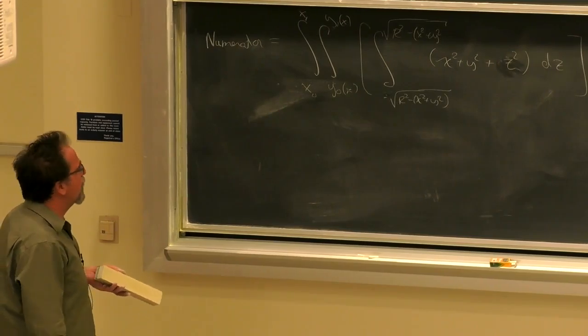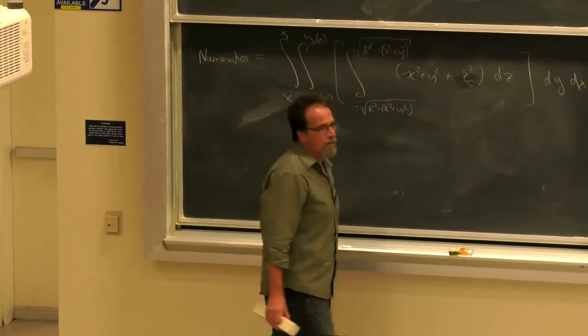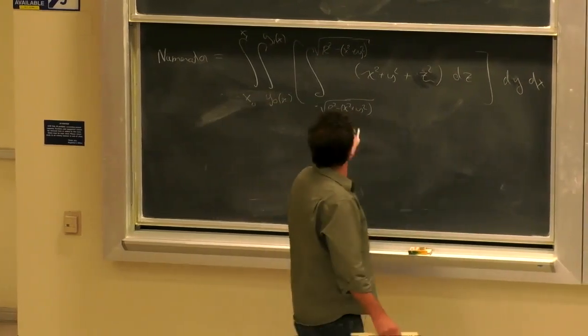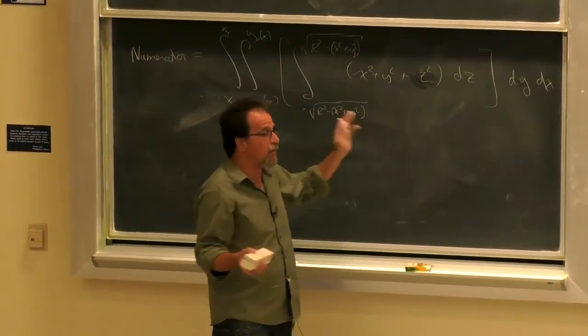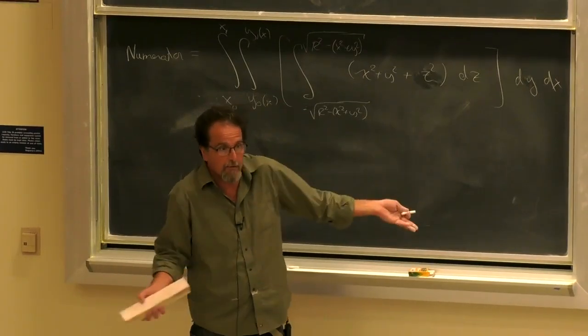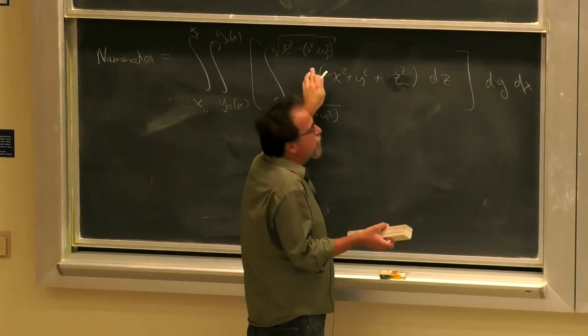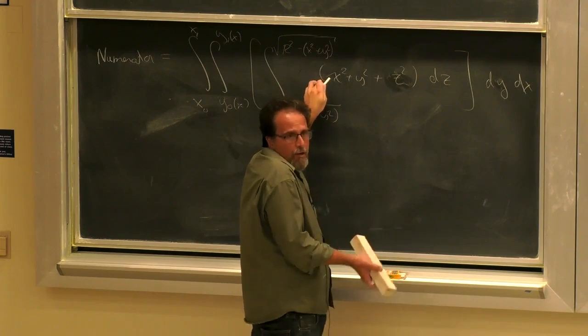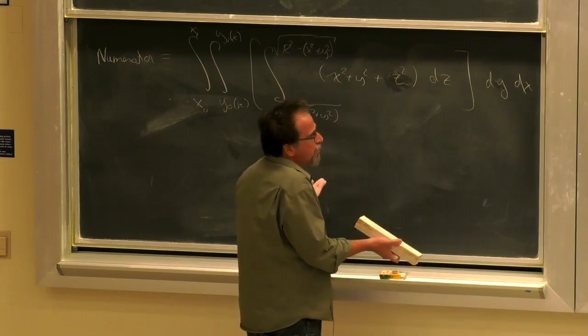That's the numerator. Now, if you want to find the denominator, you would use the same boundary of integration. That's the hard part, getting the boundary of integration. The only difference is you wouldn't have a function in here. It was just the number 1. But of course, you have a function here.